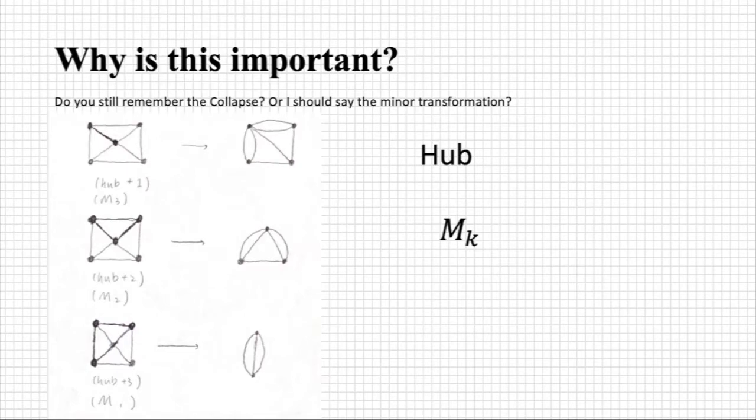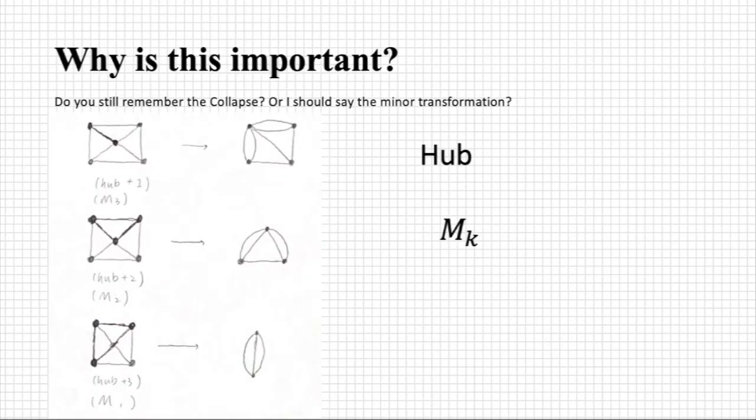So MK, K is the number of vertices on the rim that are not collapsed, that remain uncollapsed. So in the first row, there's only one outer vertex being collapsed, which means that there are 3 outer vertices that are left uncollapsed. So it renders an M3 graph.